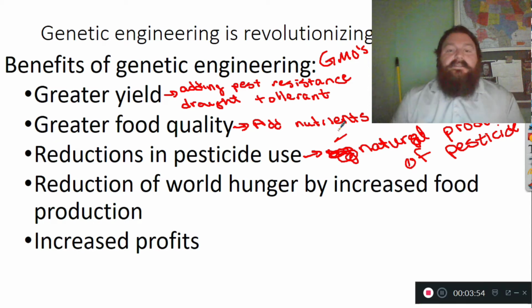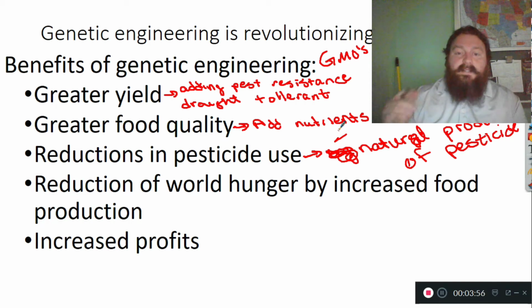By using glyphosate, we can see that the toxicity of glyphosate is similar to that of caffeine, for instance. We drink caffeine in coffee or within soda without even thinking about it. When we apply glyphosate, it's a much less toxic version of the pesticide. So even if we don't reduce the amount we're using, we're using safer varieties of it. We've reduced world hunger, we've increased profits, all those different things. That's why genetic engineering was so important.